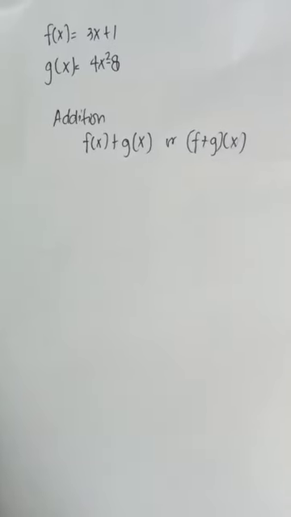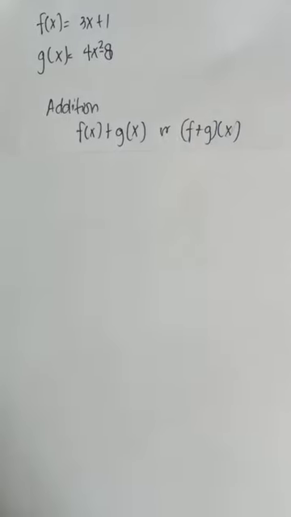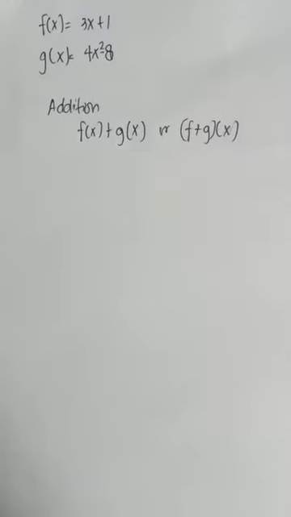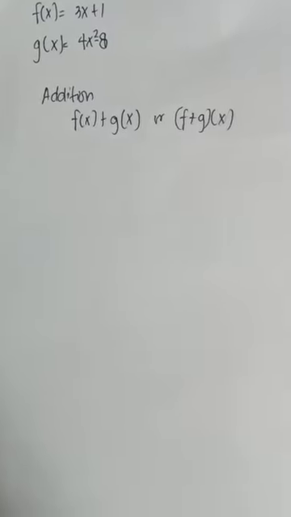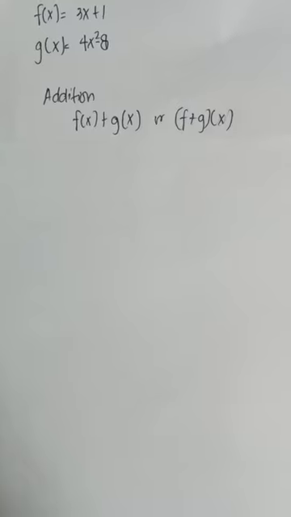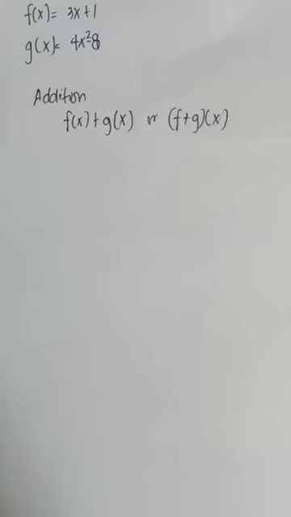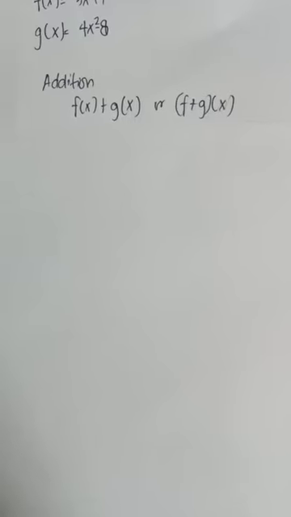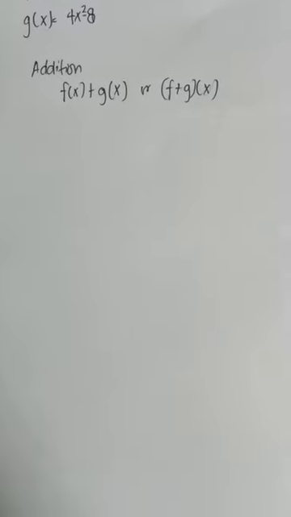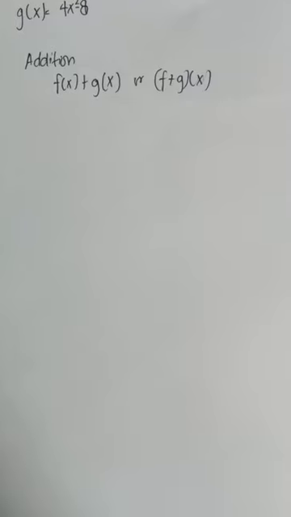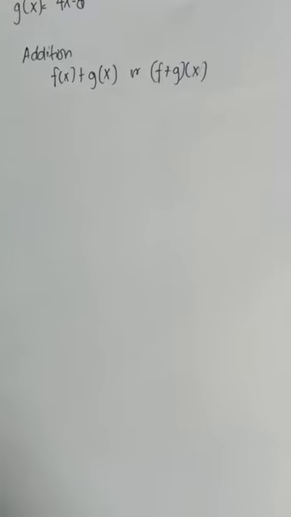Okay, now let's continue to the addition. So the given natin earlier is f of x is equal to 3x plus 1. Then g of x is equal to 4x squared minus 8. So for the addition, this is how to write it: if it is addition, you can write this as f of x plus g of x, or the quantity of f plus g of x. So that is also addition. So now let's try to solve.